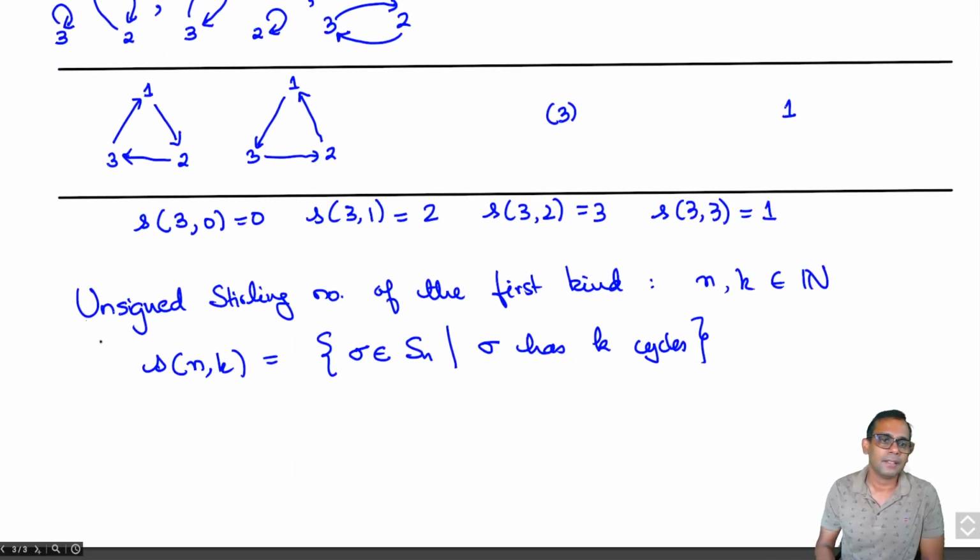So these are the unsigned Stirling numbers of the first kind. This unsigned needs to be specified here because conventionally Stirling numbers of the first kind come with a sign, but we'll come to that sign a little later. So here we're just looking at the unsigned Stirling numbers of the first kind. And here's a claim. How do we compute them? So we can use a recurrence.